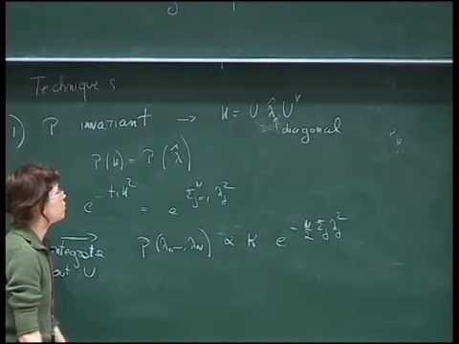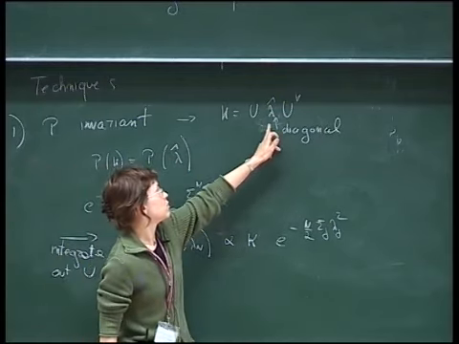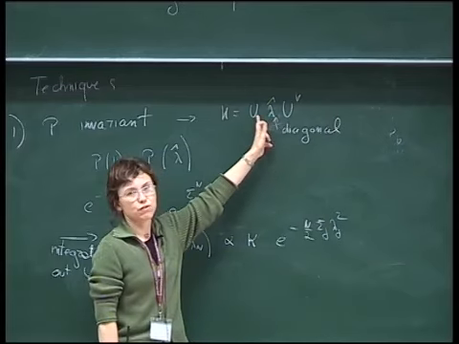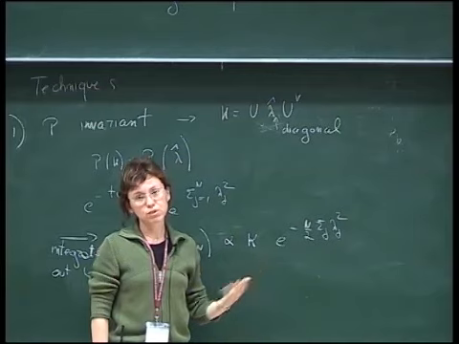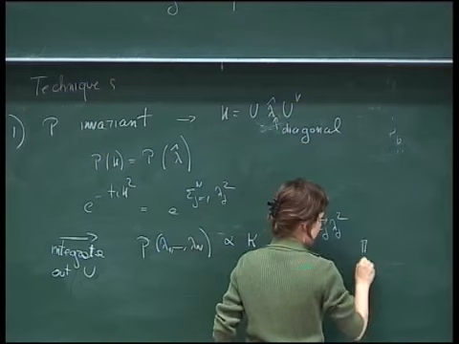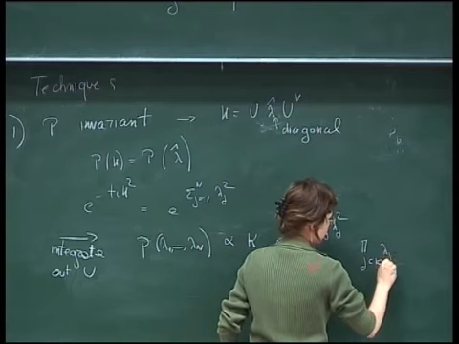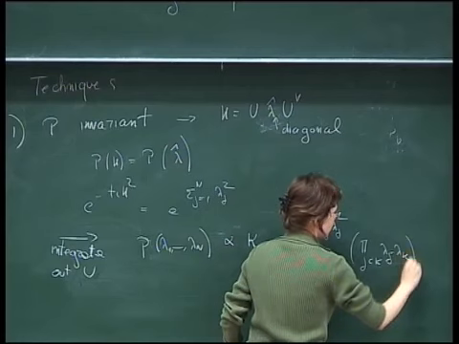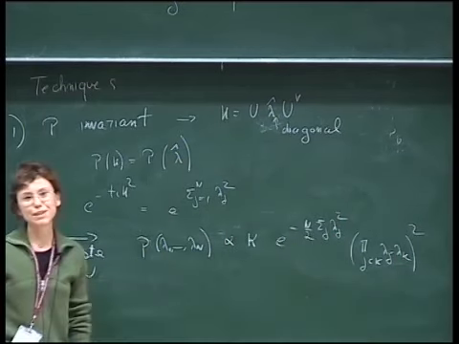And the moment we decided to use as variables the eigenvalues and the unitary transformations, we have a Jacobian because we are doing a change of variables. And the Jacobian is the Vandermonde determinant square.